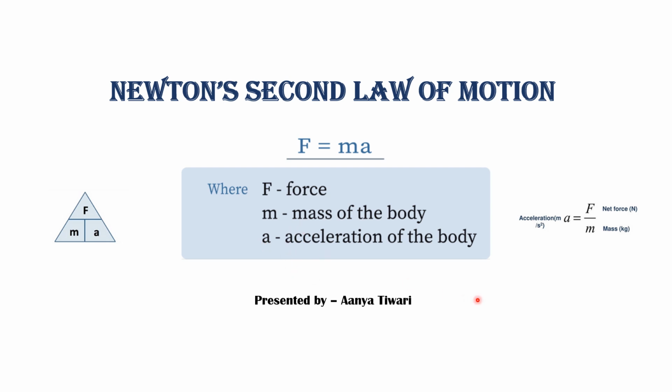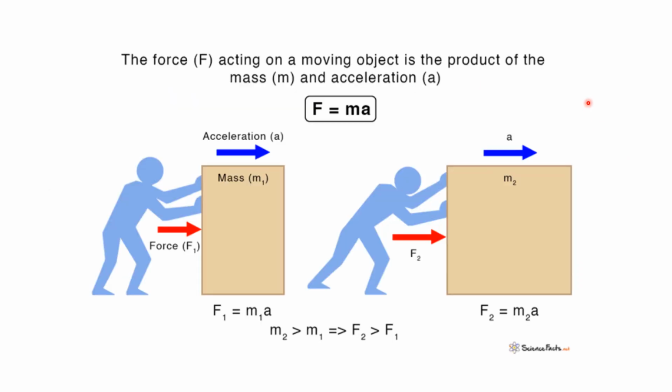The acceleration of an object is directly proportional to the net force acting on an object, is in the direction of the net force, and is inversely proportional to the mass of the object. In summarized form, this is acceleration equals net force over mass. Continuing, the force acting on a moving object is the product of the mass and acceleration.